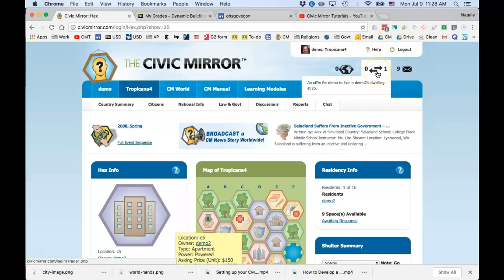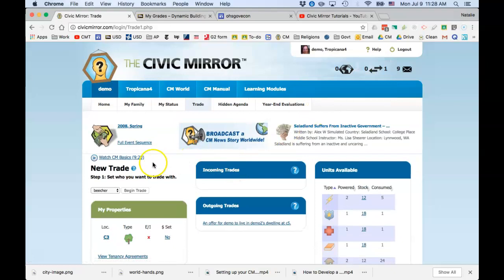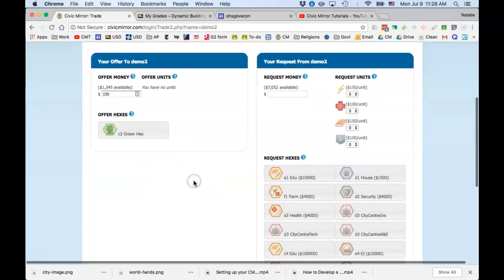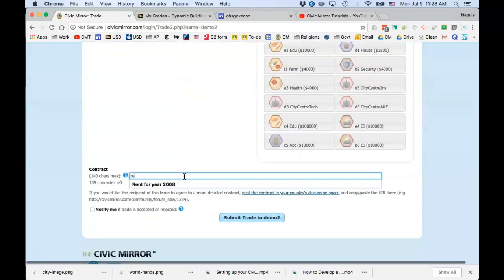So if they say, okay, I need you to send that money to me, well, then you have a second step. You need to go into trades and find that landlord and click the landlord's name, then click Begin Trade, and then you give them the money that they asked for, $150 for rent. And down here, you make it very clear that it is for rent for year, now for you it's probably year 2000, but year 2008.